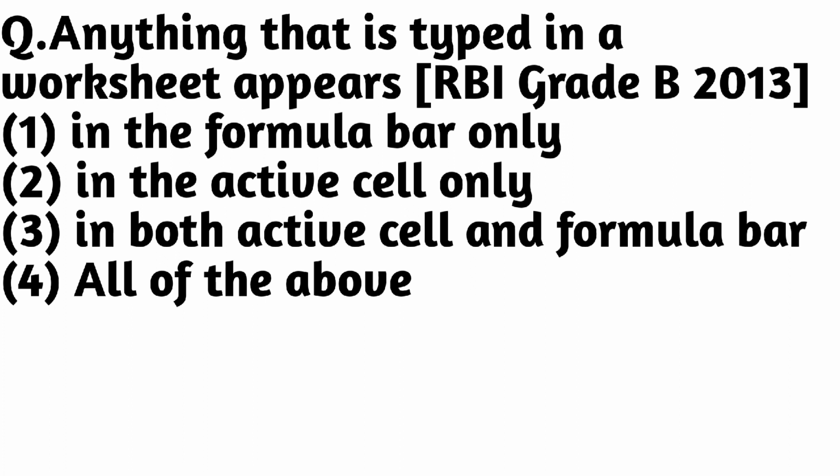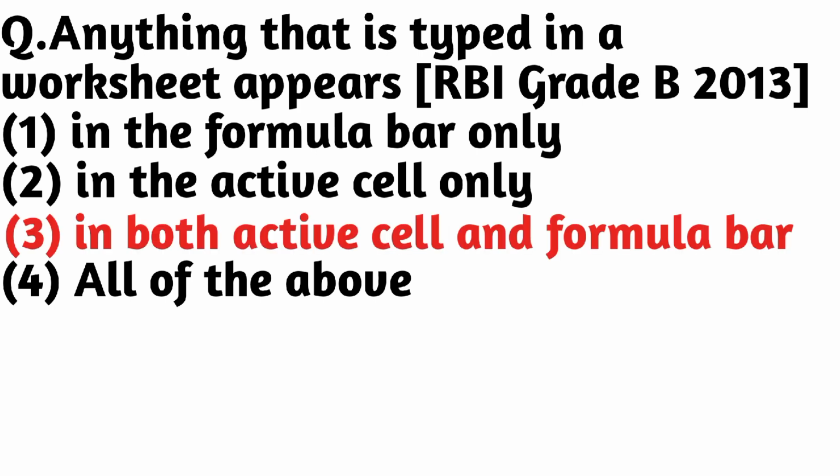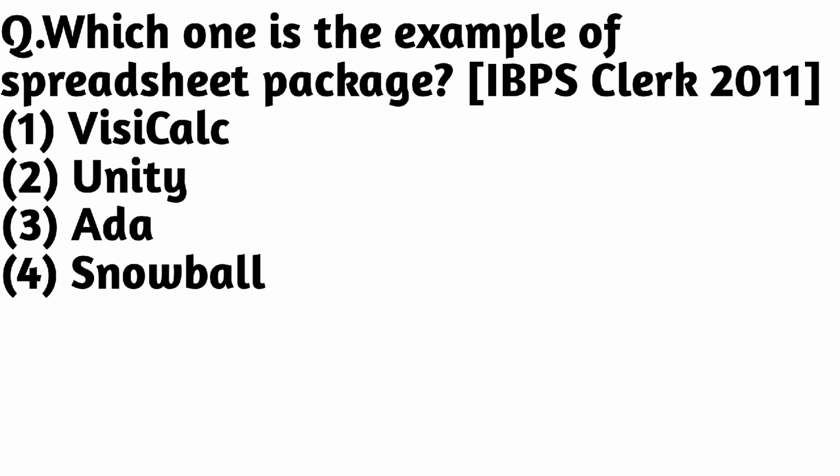Anything that is typed in a worksheet appears option 1 in the formula bar, 2 in the active cell only, 3 in both active cell and formula bar, and 4 all of the above. The correct answer is option 3 in both active cell and formula bar. Which one is the example of spreadsheet package? Option 1 VisiCalc, 2 Unity, 3 Ada, and 4 Snowball. The correct answer is option 1 VisiCalc.